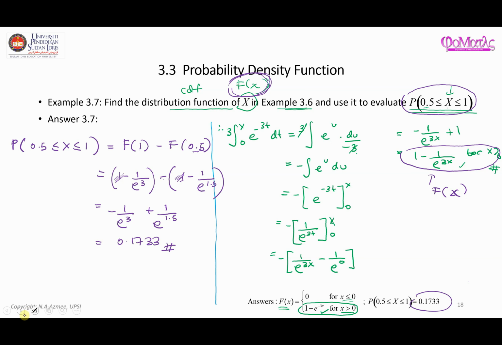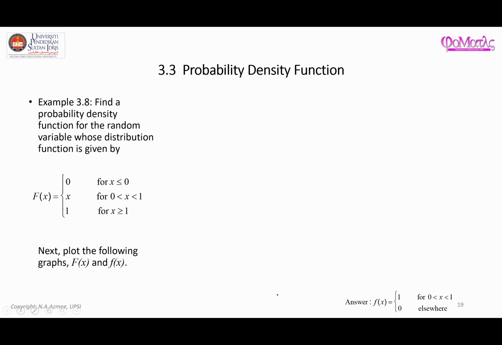Right. Next, we're going to move on to the next example. This is the last example related to the cumulative distribution function for a continuous random variable. In this example, the information given is the CDF, and you are required to find the PDF, the probability density function, mathematically represented as f(x), the small f.